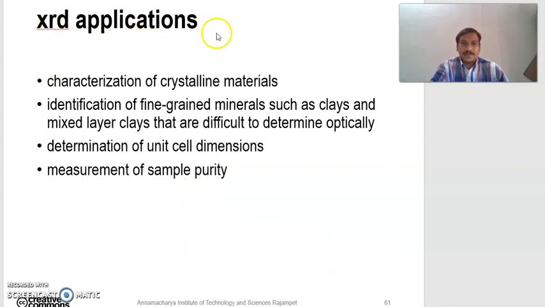So XRD applications. First, characterization of crystalline materials. Second, identification of fine-grained minerals such as clays and mixed layer clays that are difficult to determine optically. Third, determination of unit cell dimensions. Fourth, measurement of sample purity.